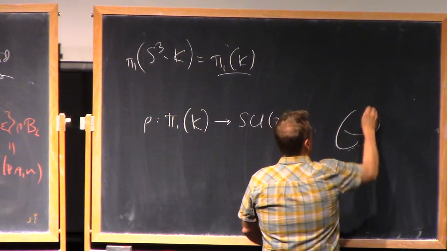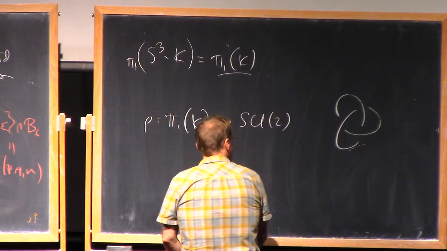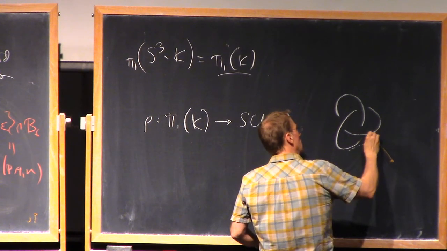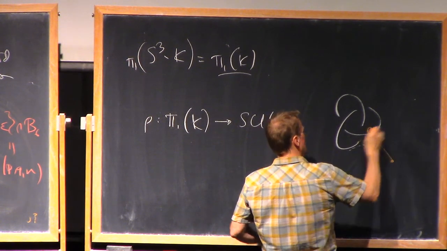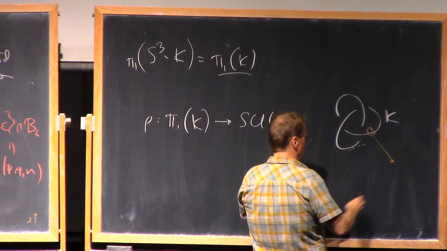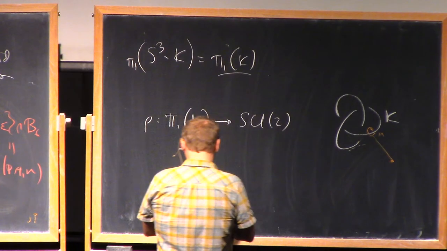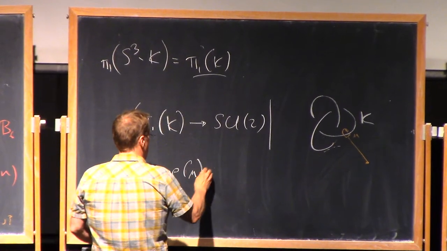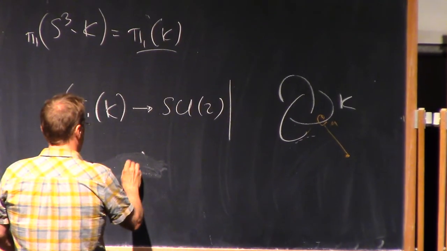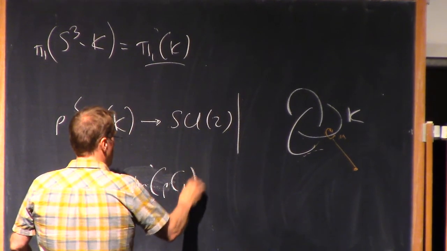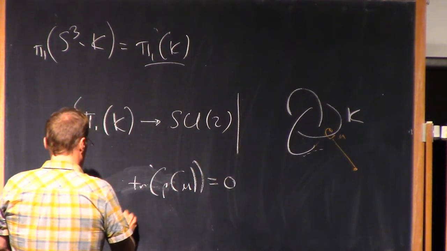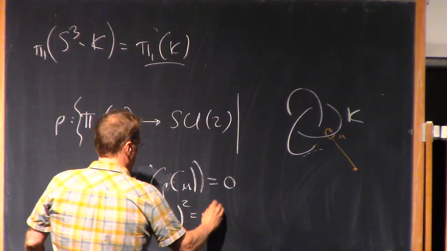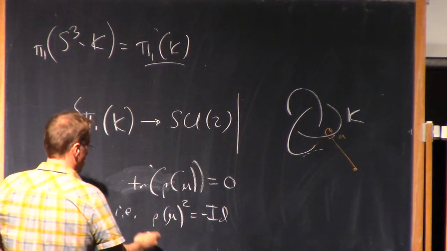So here's my K. Again, we can take a base point and then take a meridian for K. Here's a meridian. And what we want to look at is representations into SU2 so that rho of a meridian, well, I can write it several different ways. So the trace of rho of a meridian is 0, i.e. rho of meridian squared is minus the identity because it's in SU2.